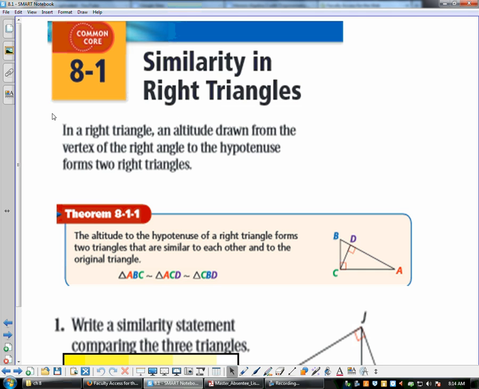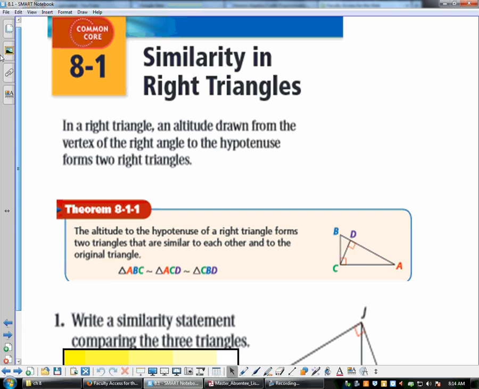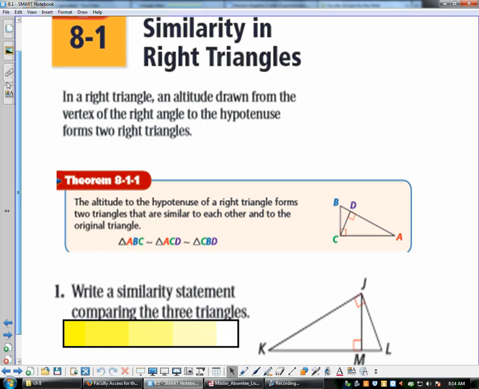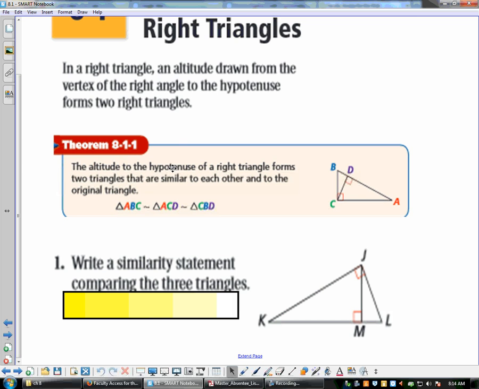Okay, so in a right triangle, an altitude drawn from the vertex of the right angle to the hypotenuse forms two right triangles. So we're starting off with this theorem, 8-1-1, which says the altitude to the hypotenuse of a right triangle forms two triangles that are similar to each other and to the original triangle.